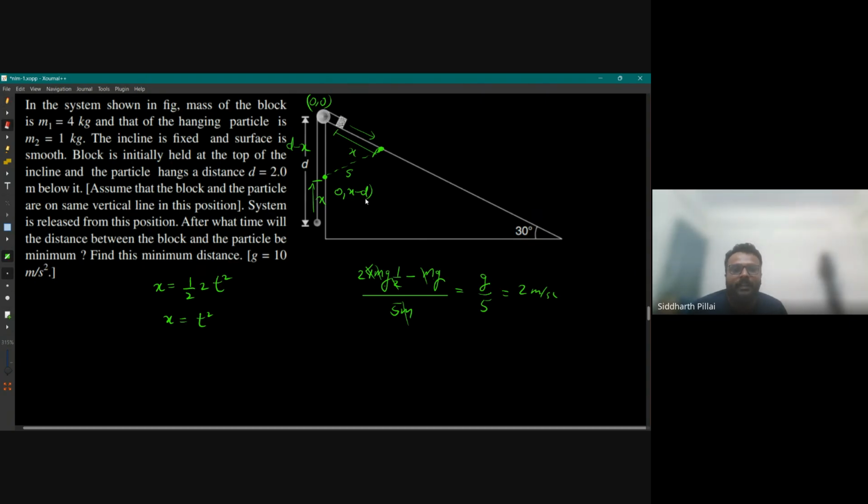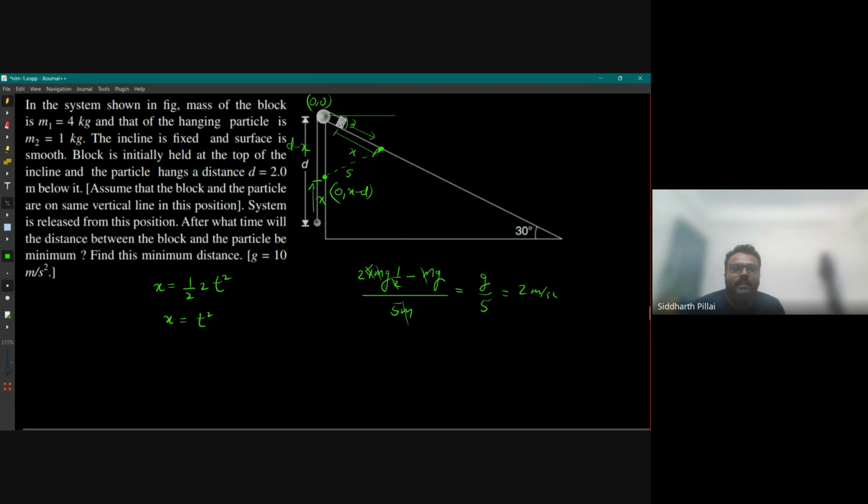Yeah, that should be. Or I can say downward is positive. That also I can do. But let's keep it as upward as positive. So I'll get 0 comma x minus d for this point. Now this is x distance. This angle is 30 degrees. So I can say the coordinates of these points are x cos 30 comma minus x sin 30.